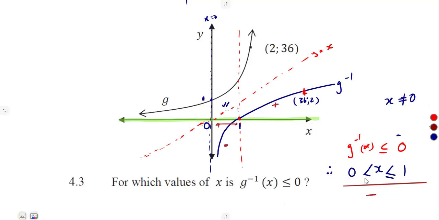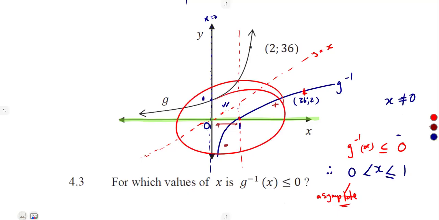But on the 0, we cannot say x is greater than or equal to 0. No, because x cannot be equal to 0. That's part of our asymptote at 0. X is equal to 0 is an asymptote. So x cannot be equal to that value. That is why we do not put the equal to there. All right, so mostly they'll ask you questions like this.